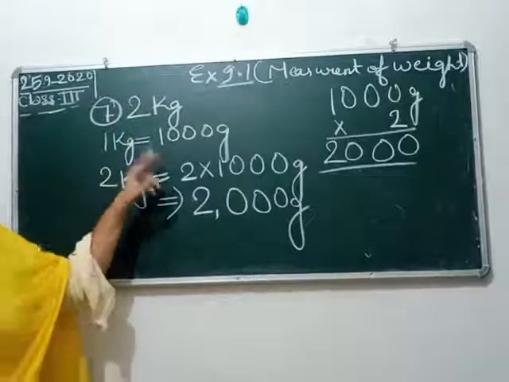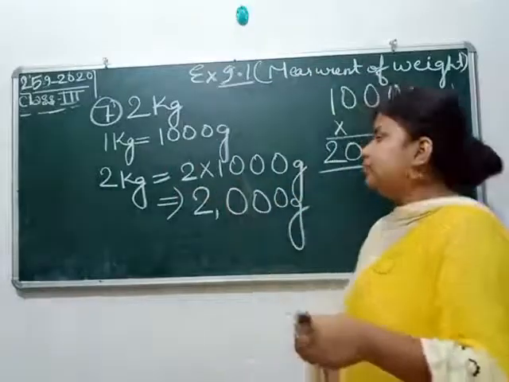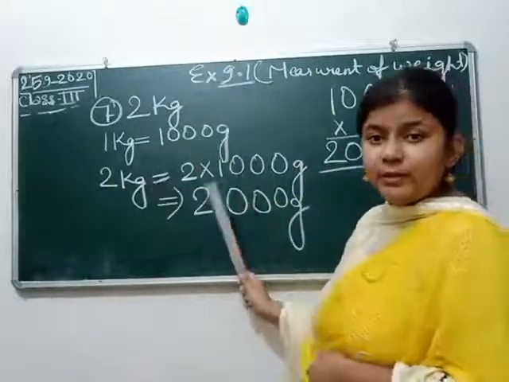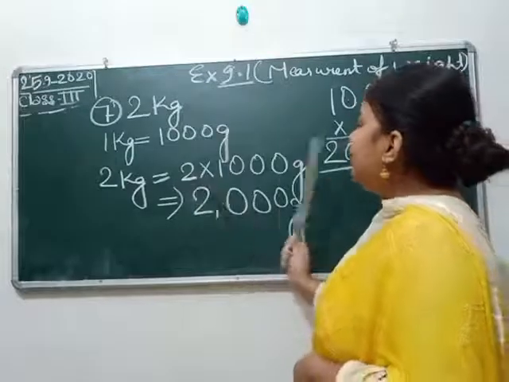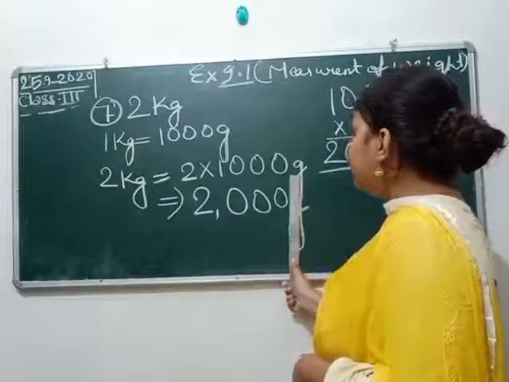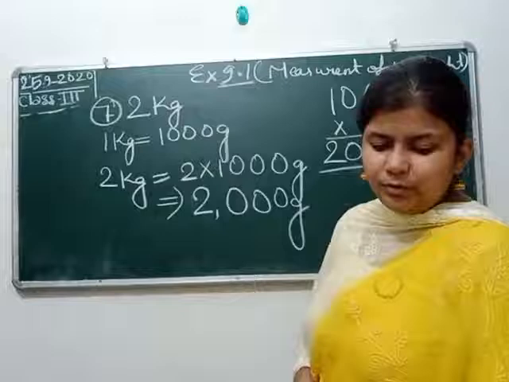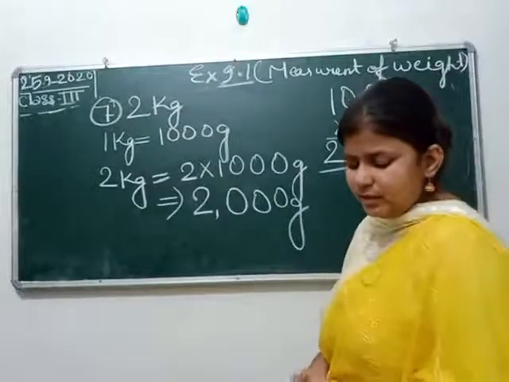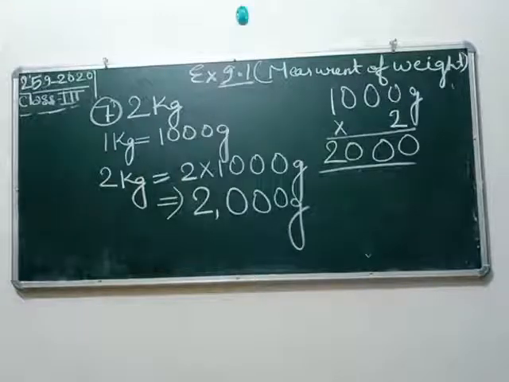So the question was 2 kg. If 1 kg equals 1000 gram, right? Now 2 kg equals 2 multiplied by 1000. So 2 multiplied by 1000, you will get 2000 gram. Okay. Fine. Note it down. Then we will move toward the next question. Just write it down. Fine. Let us move toward the next one.